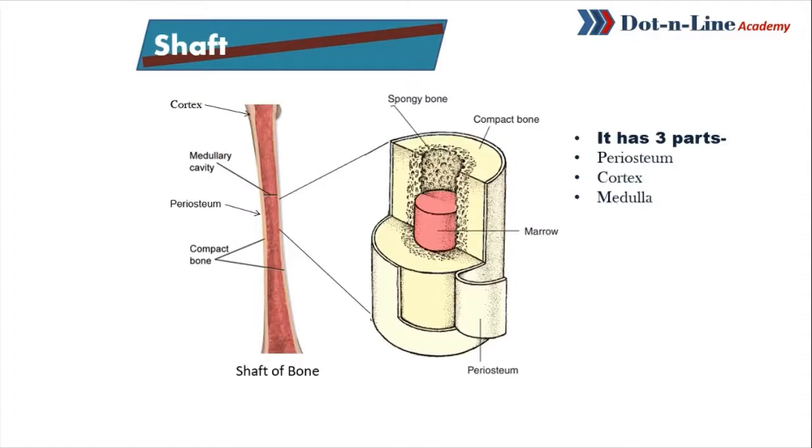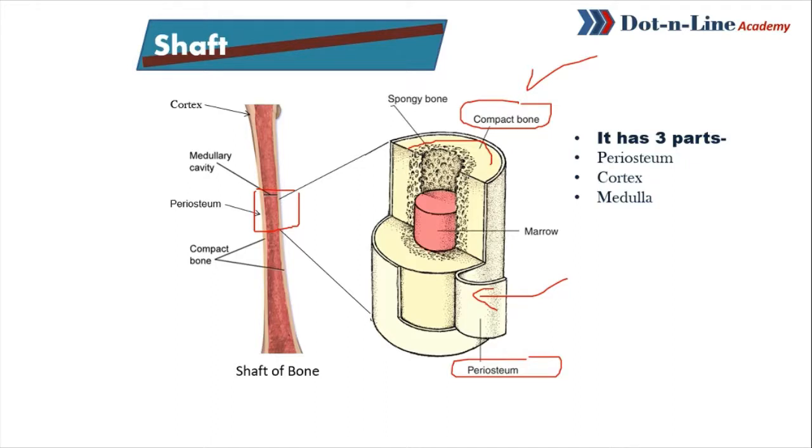Now the shaft. If we take a little part of the shaft and zoom in, we will get to know about the detailed structure of the shaft. The periosteum is the covering of the shaft, and we are peeling that covering off here. Then the bone: this yellow area is the compact bone called cortex. The cortex is made up of compact bone. Why compact? The calcium carbonate deposition in the cortex is dense.